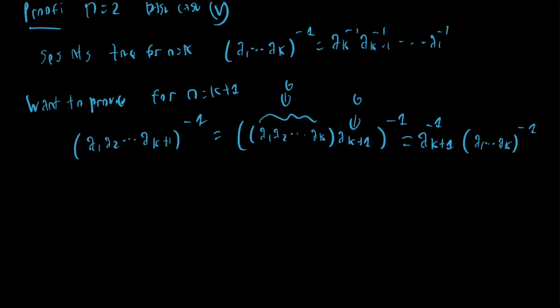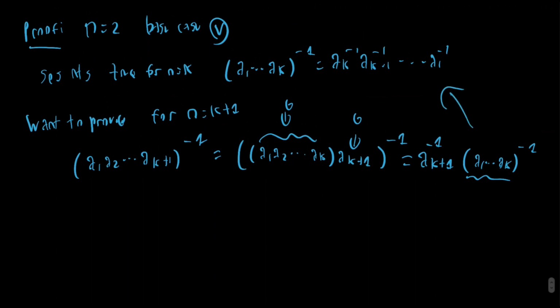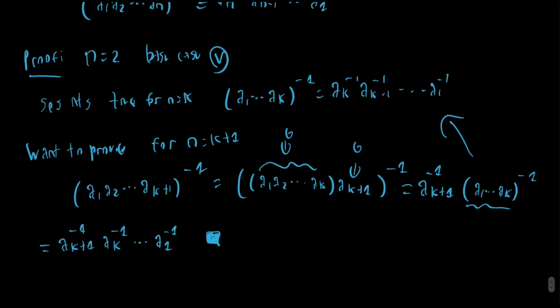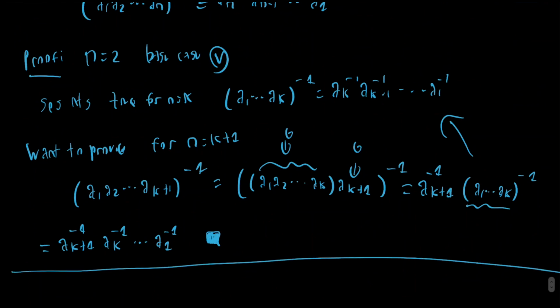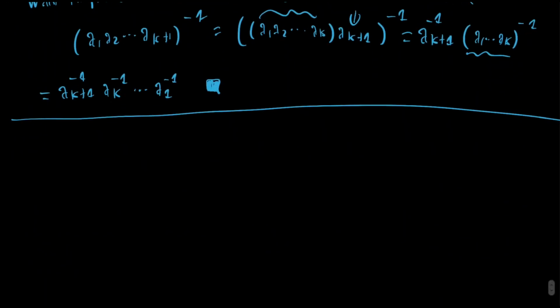And now, by using the induction hypothesis, this supposition that we made here, we have that our result is a(k+1) to the minus 1, ak to the minus 1, all the way until a1 to the minus 1. And this concludes the proof for this very simple induction proof. And now we move on to prove some other facts.